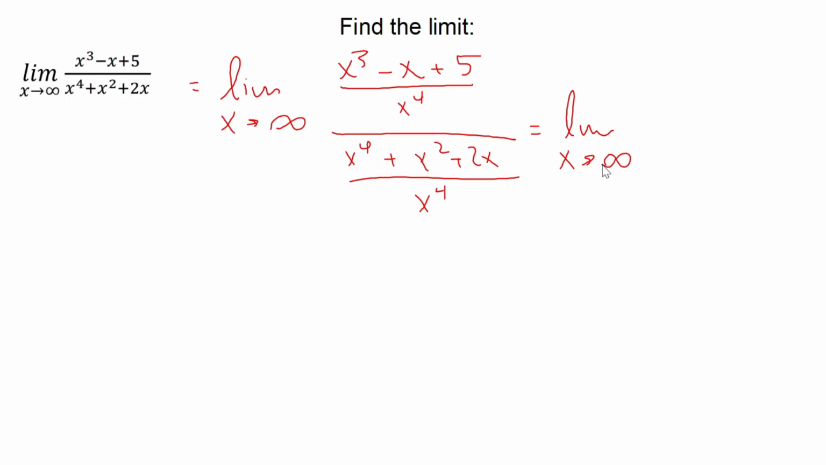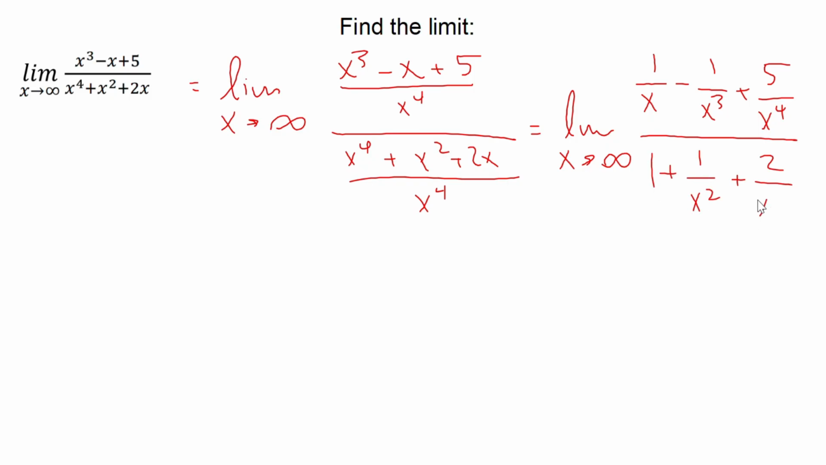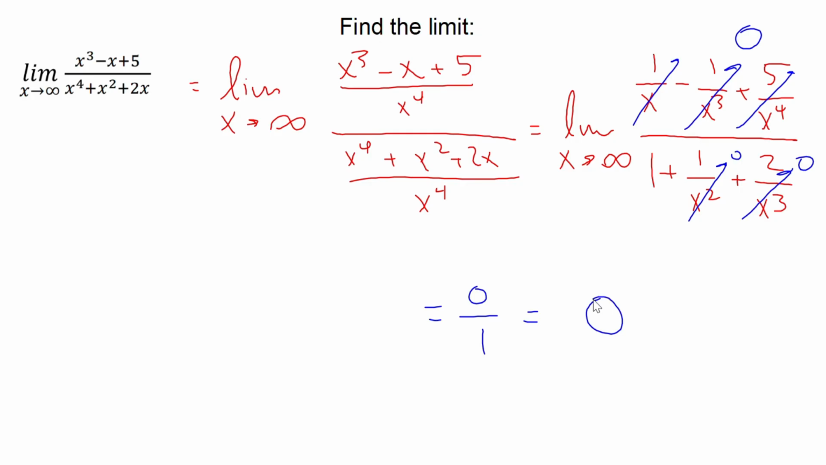And as we do that, term by term, x cubed over x to the 4th is 1 over x, and then minus 1 over x cubed plus 5 over x to the 4th, all over 1 plus 1 over x squared plus 2 over x cubed. Everything in the numerator this time goes towards 0, as do most of the things in the denominator. And we're just left with 0 over 1, which is, of course, 0.